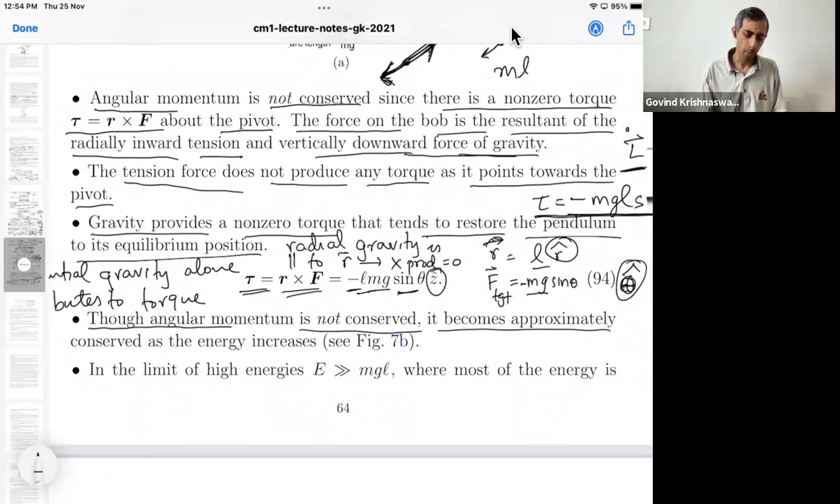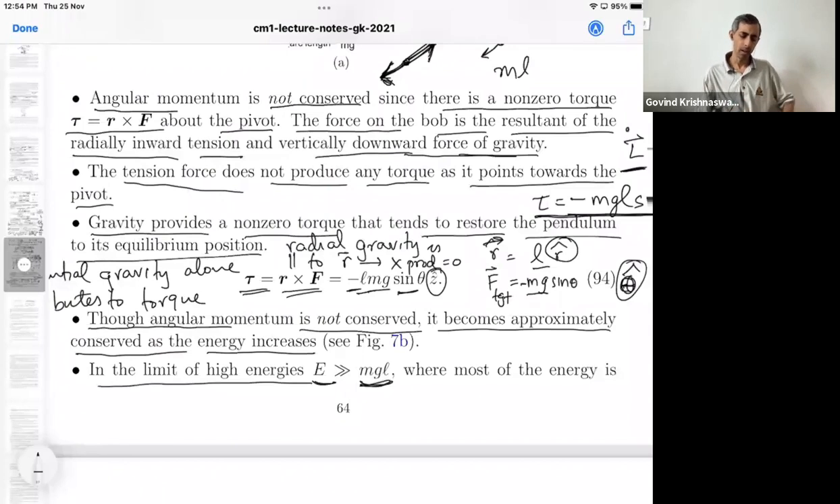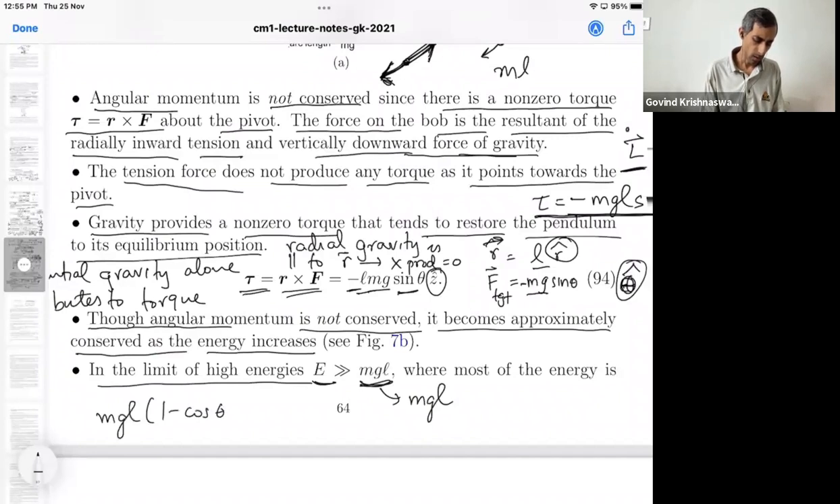However, as you go from libration to rotation and increase the energy of motion very substantially, then it turns out that in the limit of high energies, by which I mean energies much larger than the potential energy, and an estimate of potential is MGL. After all, energy was MGL times 1 minus cosine theta. This was V of theta. So the size of this is always between 0 and 2 MGL. So MGL is an order of magnitude estimate of the energy.